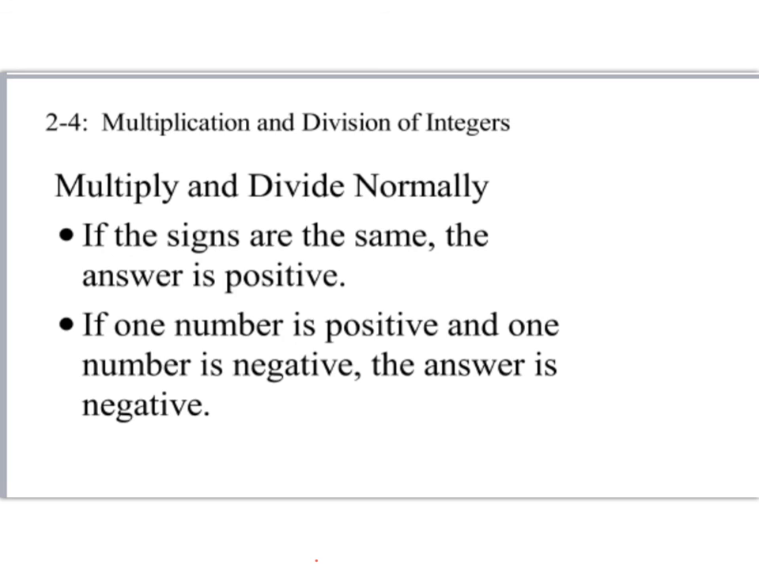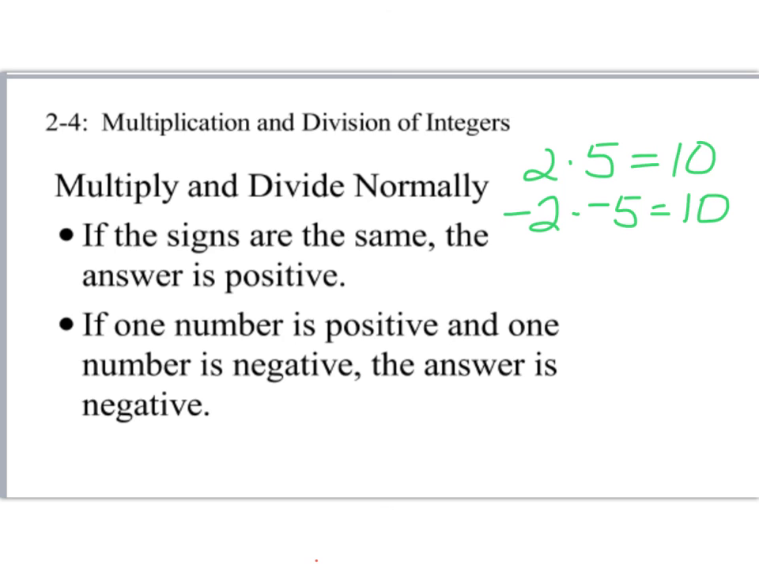Here we go. In multiplication and division, if the signs are the same, I don't care what they are, but if the two numbers' signs are the same, your answer is going to be positive. For example, 2 times 5, positive 10. Negative 2 times negative 5, positive 10. When the signs are the same, the answer is positive.